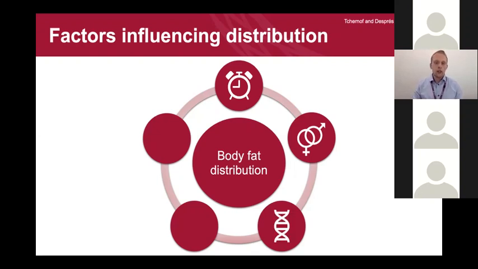Genetics is also another key factor. The location of where we tend to store our fat can actually be inherited through our family. A key part of this genetic risk is also our ethnicity. South Asians in particular have a predisposition for central obesity when compared to white Europeans, and the same can be said for white Europeans compared to African Americans.